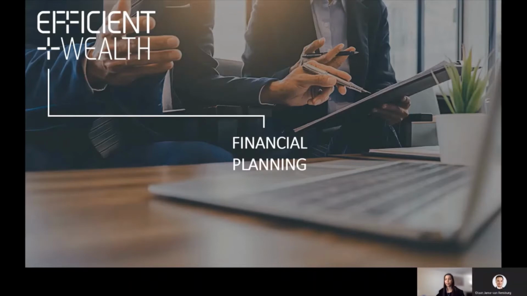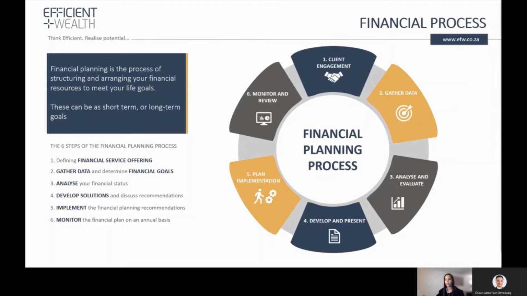At Efficient Wealth, we follow the 6 steps of the financial planning process to develop a plan that is tailored to each and every one of our clients' unique circumstances. The benefit of the financial plan is to enable our clients to make informed financial decisions in all aspects of their lives. This will ensure that they achieve their short and medium-term goals.